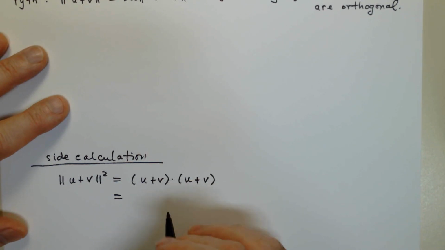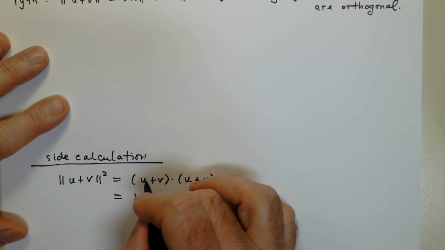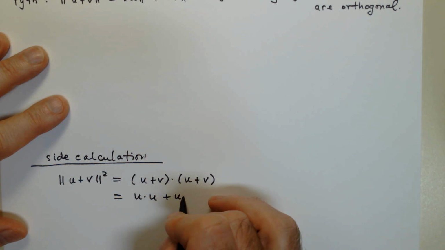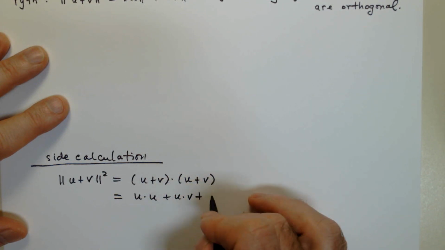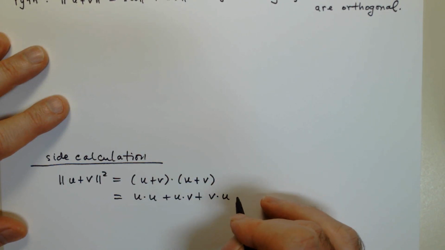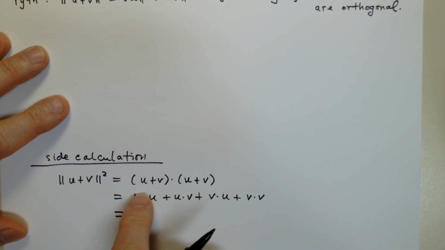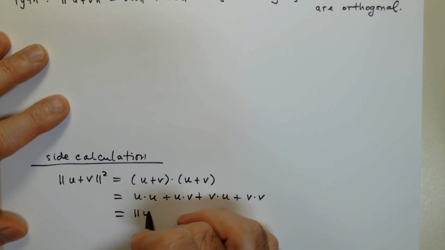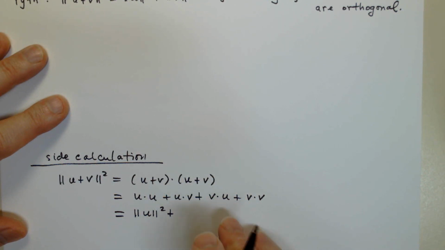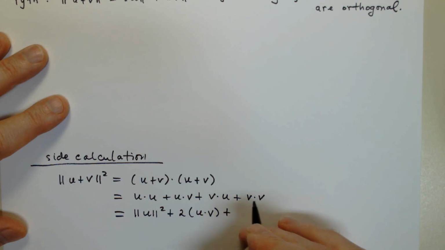We're going to have u dot u. We'll have u dot v. We'll have v dot u. And finally, v dot v. Now we can interpret u dot u as the length of u squared. I'm going to use the commutative law here to write these as 2u dot v. And then finally, this is just the length of v squared.